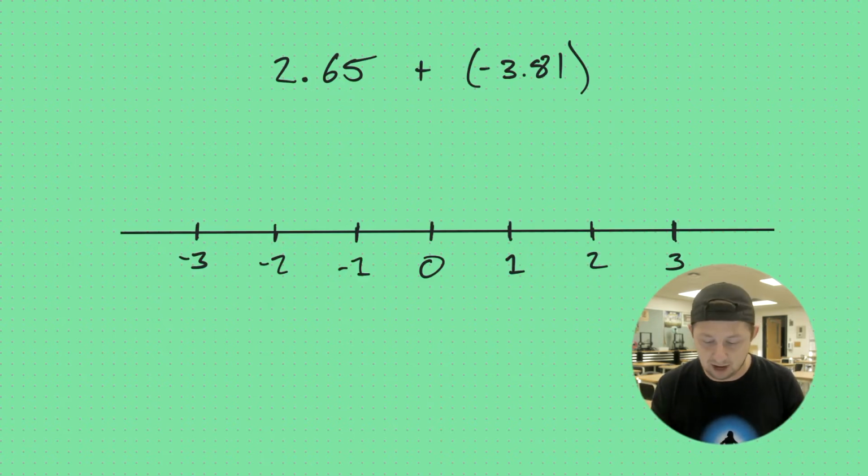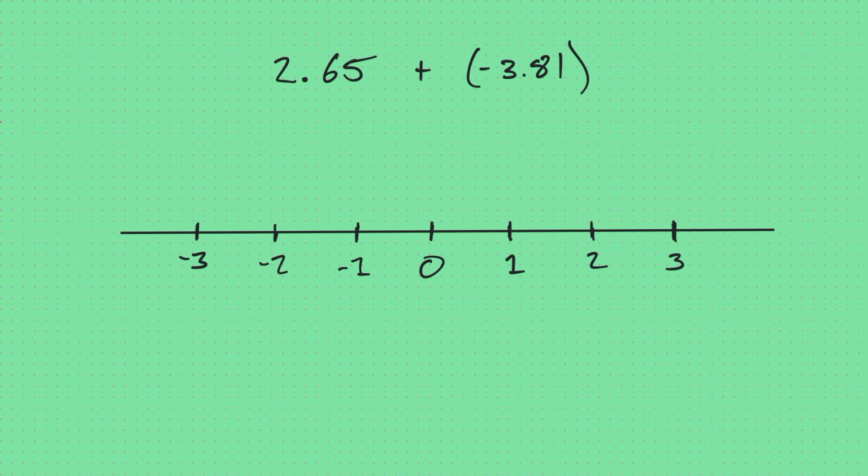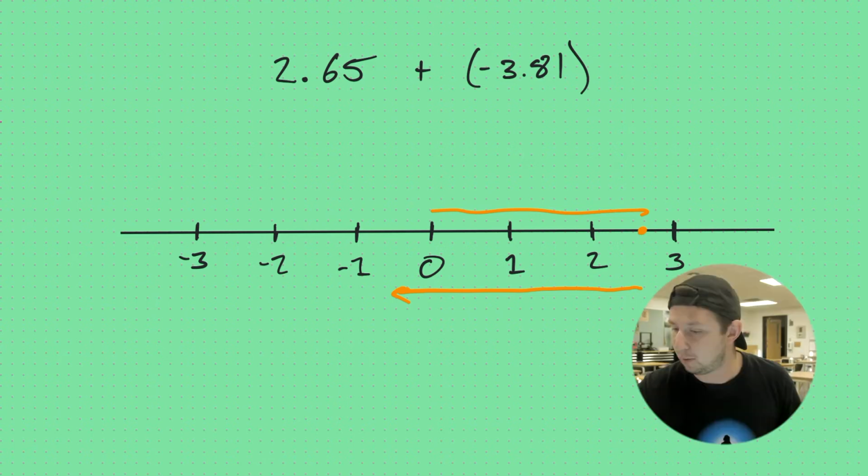So here we go, 2.65. Once again, I've got a number line here. So let's go ahead and put it on the number line. So 2.65 is going to put me right around there. So that would be our initial move there. Now we're going to go down, like we're subtracting, negative 3.81. So what we're going to do is we're going to throw that into our calculator here. So let me pull up the calculator here.